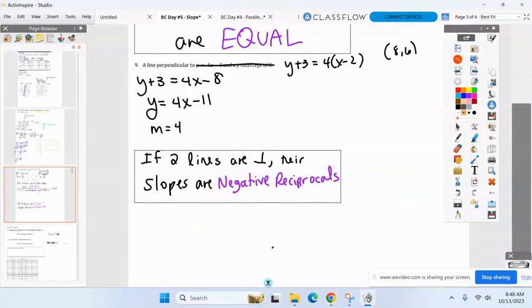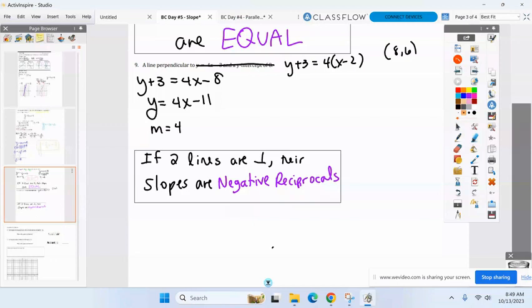All right. So now think about it. What's going to be my new slope now of this new line that's perpendicular to it? Negative reciprocal. Ready? Everyone do this in your head. Flip 4. Remember, it's 4 over 1. Flip it and change the sign.